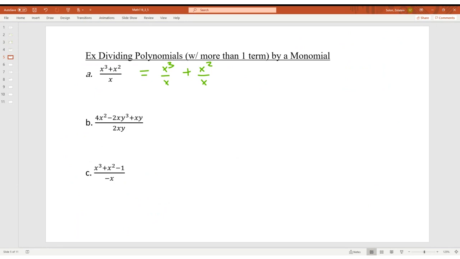So x cubed divided by x is x squared. X squared divided by x is just x. That's the final answer. So all you have to do is divide each term by the given monomial and simplify the expression. Okay, so that's the final answer. Yeah, it's the same concept, similar concept.